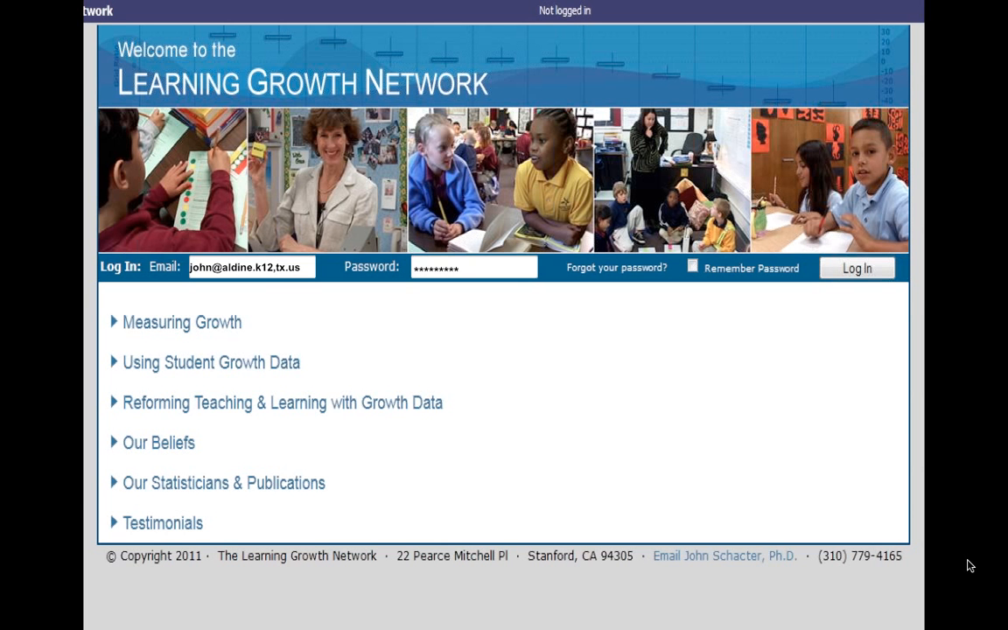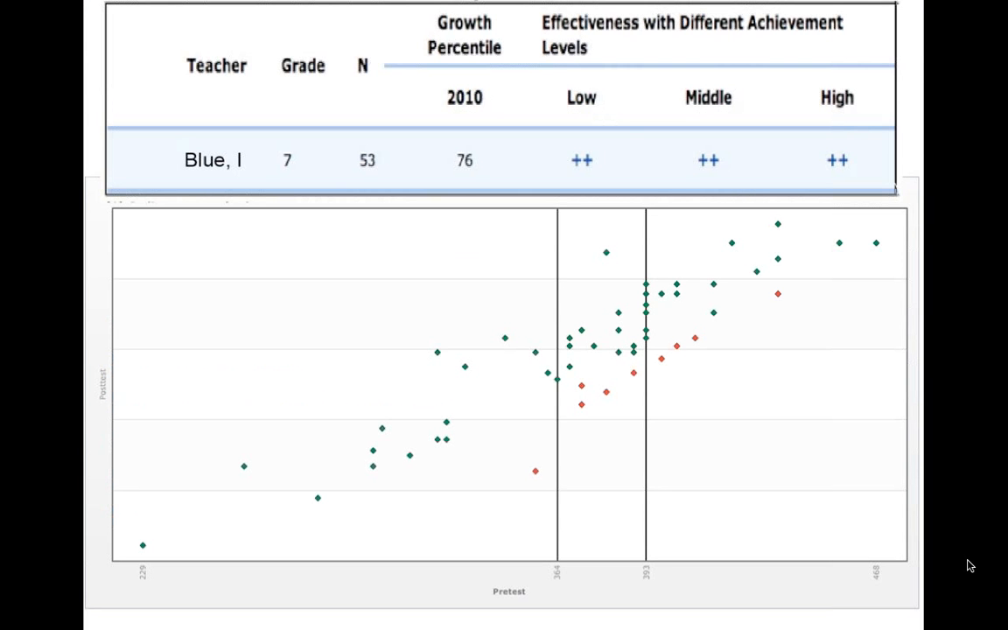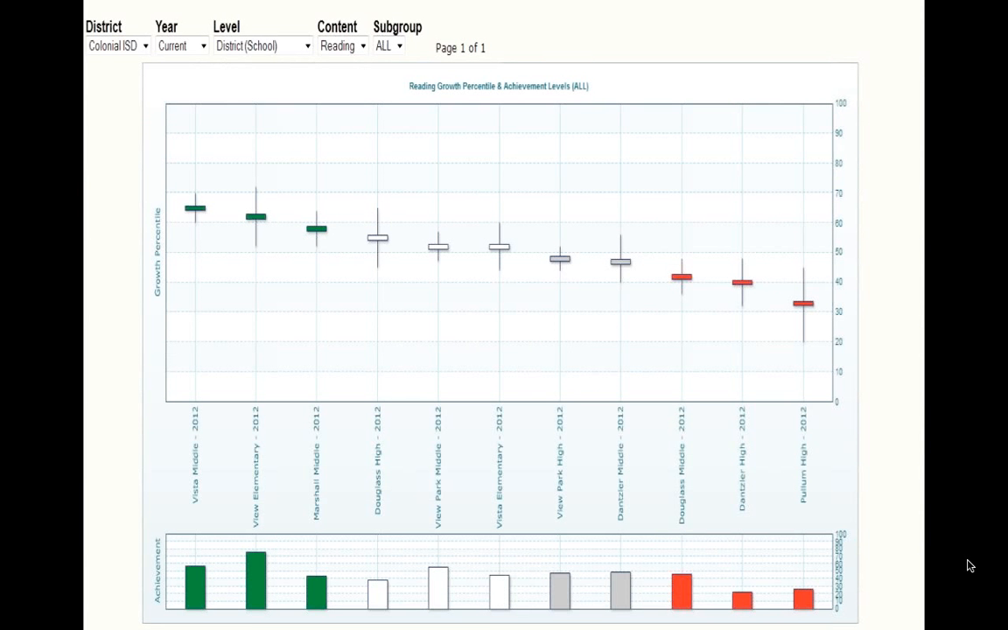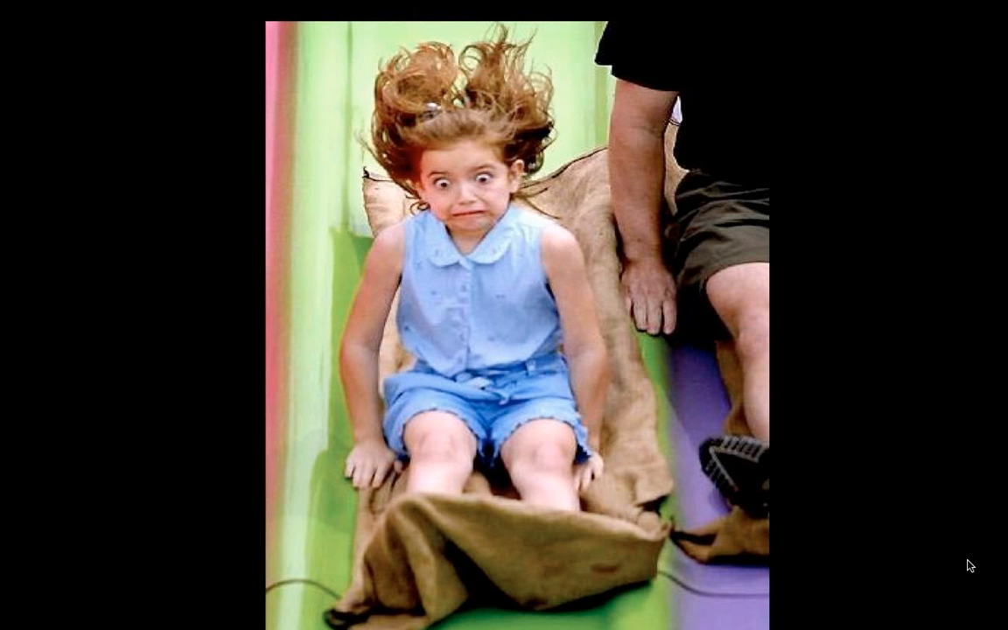So each year, your learning growth results will be reported online via the Learning Growth Network. After educators complete the online classes and the short assessment, they'll have access to their learning growth results. When teachers and school leaders log on to the Learning Growth Network, there's really just two types of reports that you need to understand how to interpret. The first report, the one that you're viewing on this slide, is a teacher scatter plot. We're going to learn how to analyze scatter plots in significant detail in just a moment. The second type of report is called a candle and wick chart. We'll interpret candle and wick charts in the next class.